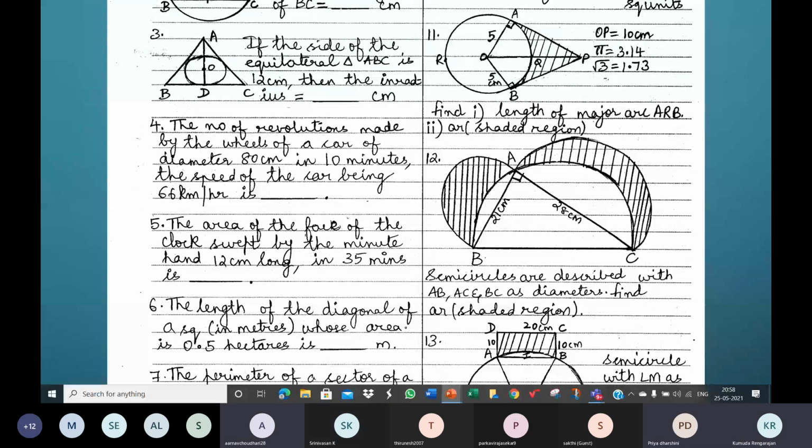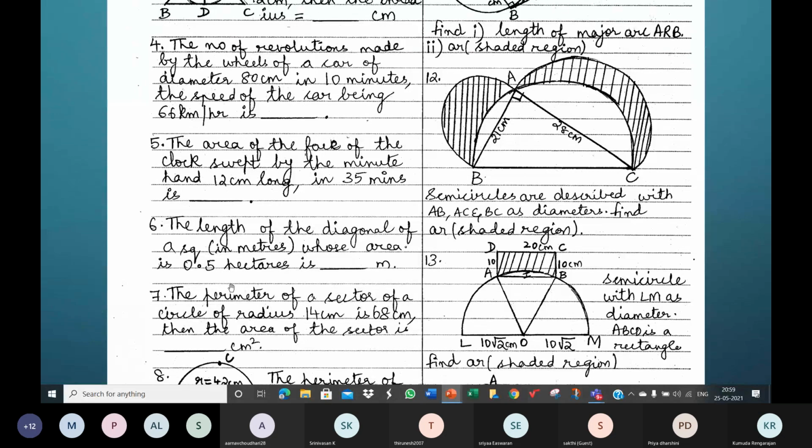264, ma'am. Okay, what is the sector angle, children? 200, and 210 degrees. 210 degrees. Okay, and the area of the sector? 264 centimeters square. Okay, fine. And what about the sixth one? 100 meters. The length of the diagonal.